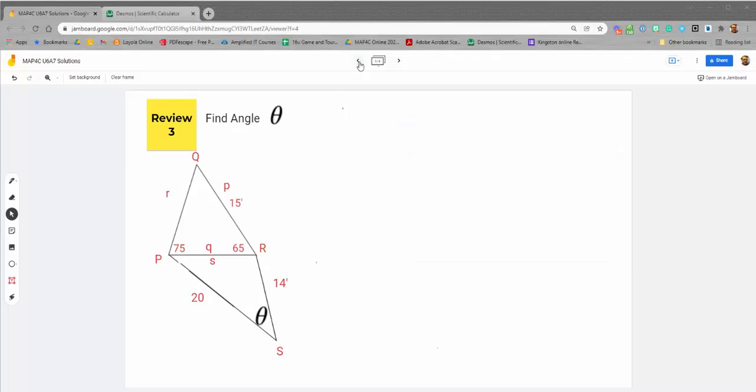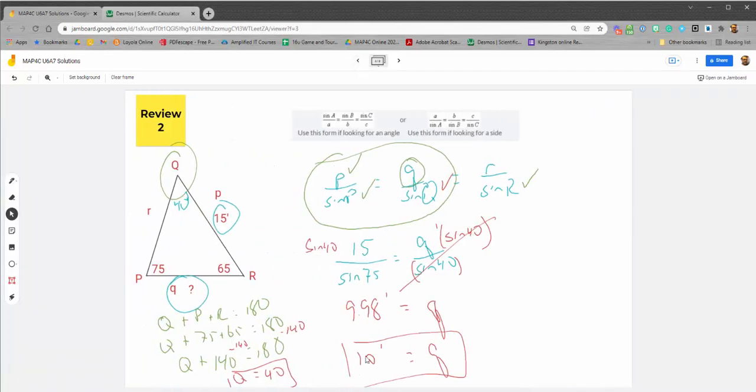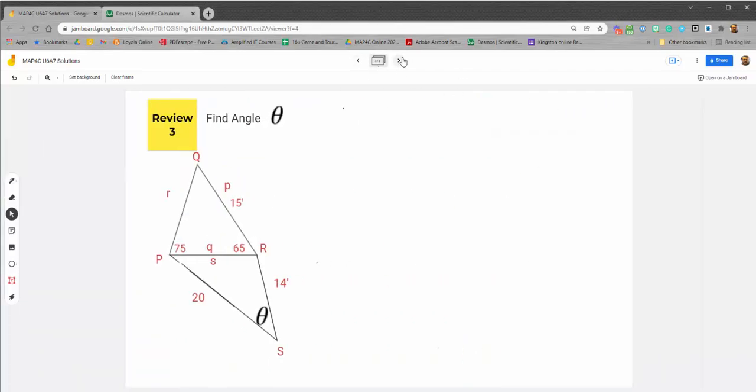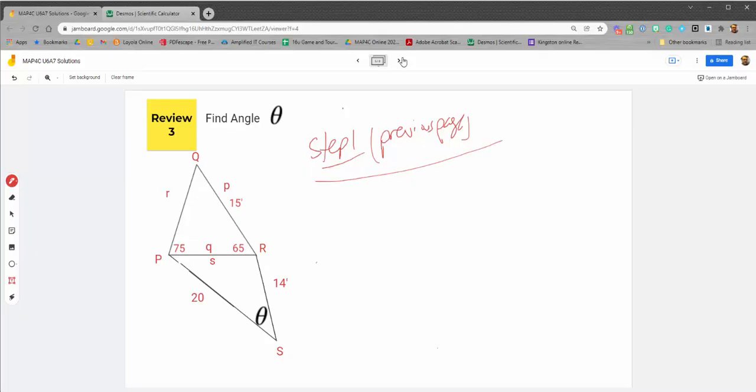But wait, that's the exact same diagram as the previous one, and we already worked out Q. So we could say step 1 is done on previous page. Okay, step 1, previous page. Okay, now we're into step 2. So I know that this was 10 feet. Okay, this is 20 feet and 14 feet.